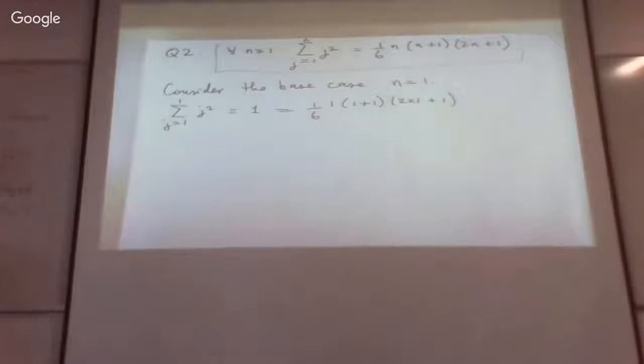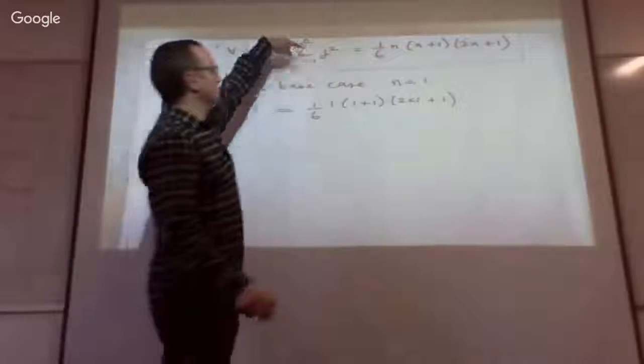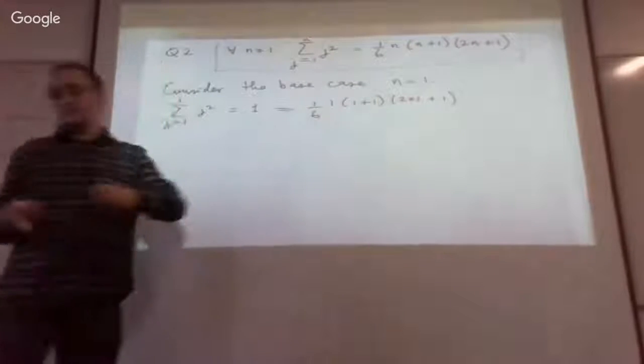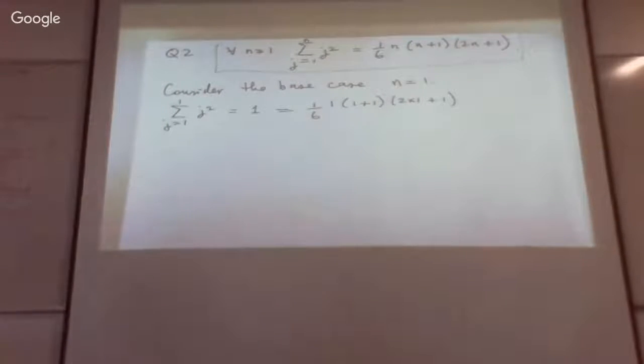Now we need to prove the linking step, and the linking step is an implication. To prove the implication, we have to assume the left-hand side. The implication we're trying to prove is P of k implies P of k plus 1, where P of k means this summation formula with the n replaced by k. So in order to prove this implication, we've got to assume the left-hand side, work on it, and try and show that the right-hand side is true as well.